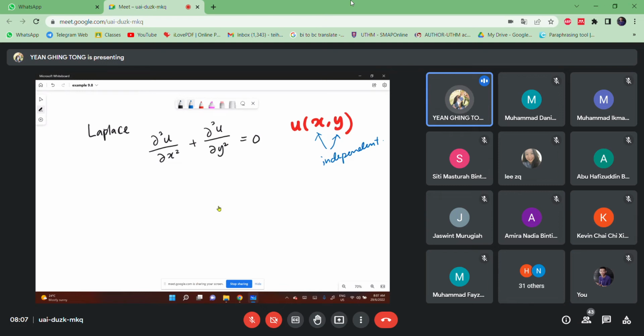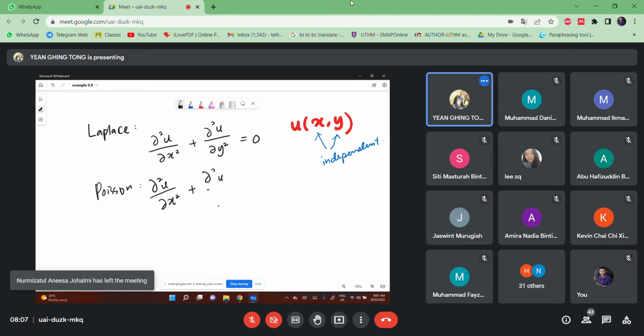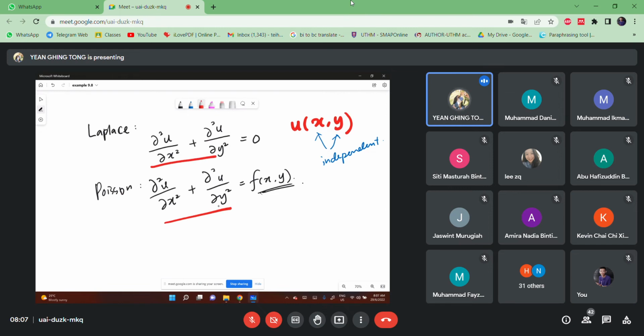And for the Poisson equation, basically it's the same, only the right hand side is not equal to 0. It is some function. It can have x inside, or maybe not. It can be like x squared plus 2y plus 4, any function. So the left hand side is the same. Both x and y are independent variables.